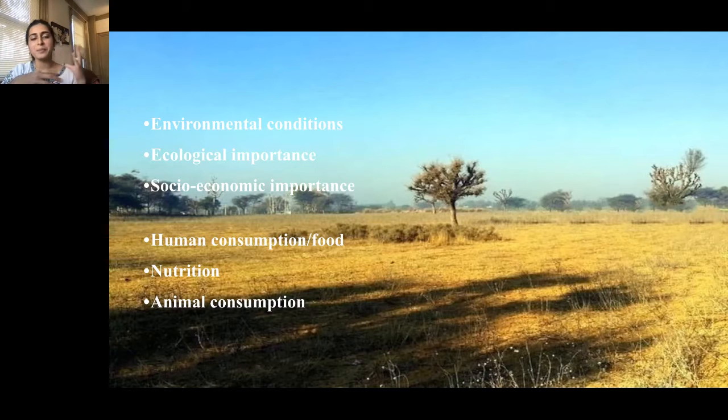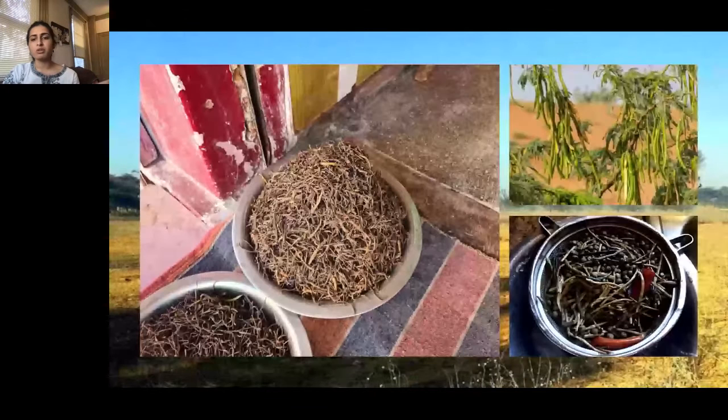...the environmental conditions, the ecological importance, and somewhere talking about the socio-economic importance of it. But when it comes to human consumption or food, you see here the ripe pods of khejri are called sangri ki fali, and they can be eaten ripe as it is. But one of the most common practices in Rajasthan is to boil those pods and dry them to use throughout the year. One of the most famous Rajasthani meals is called pachkuta, which translates to five ingredients.